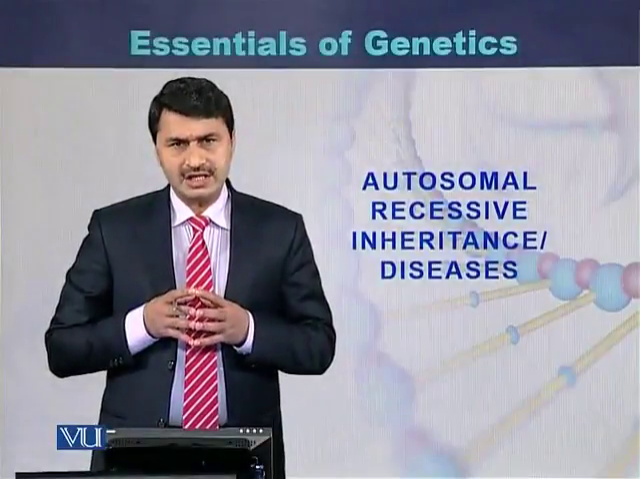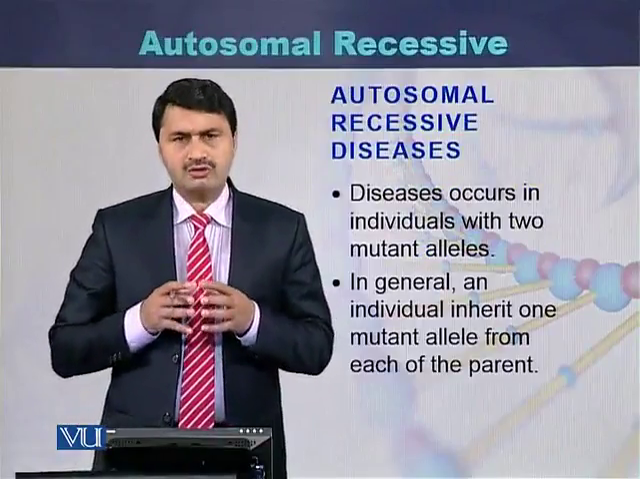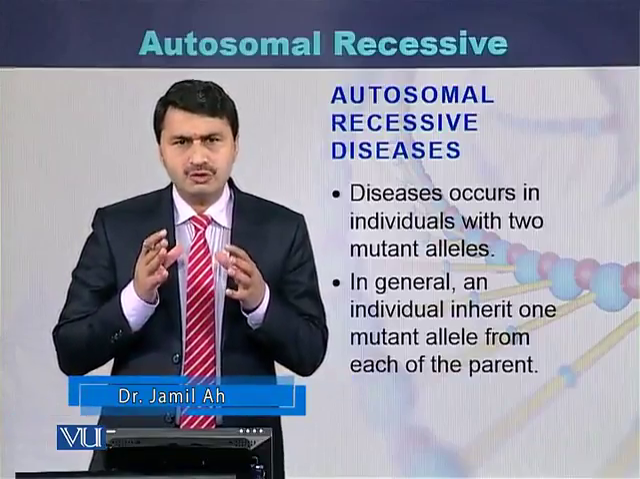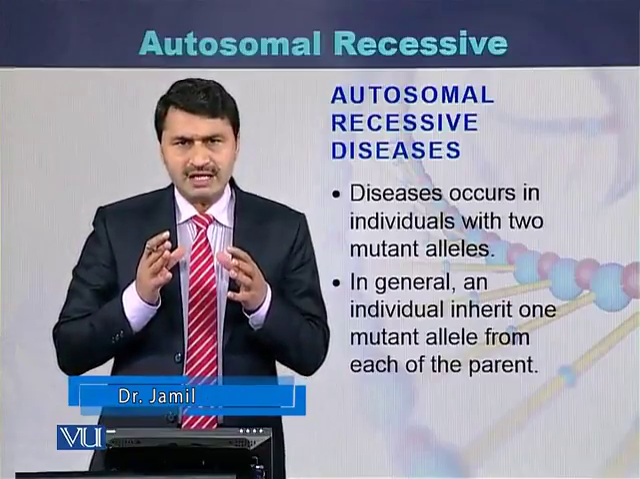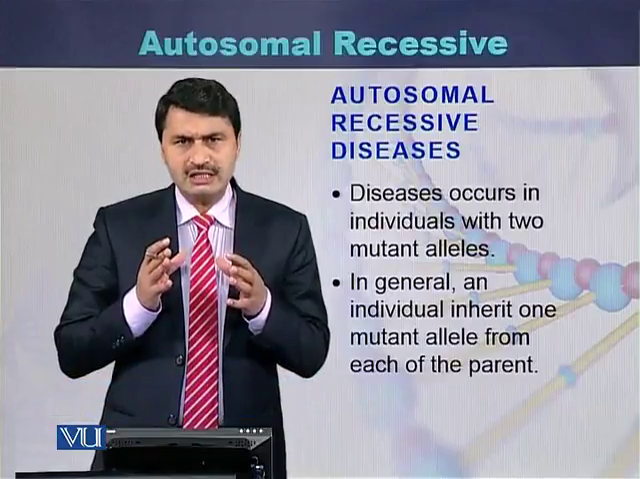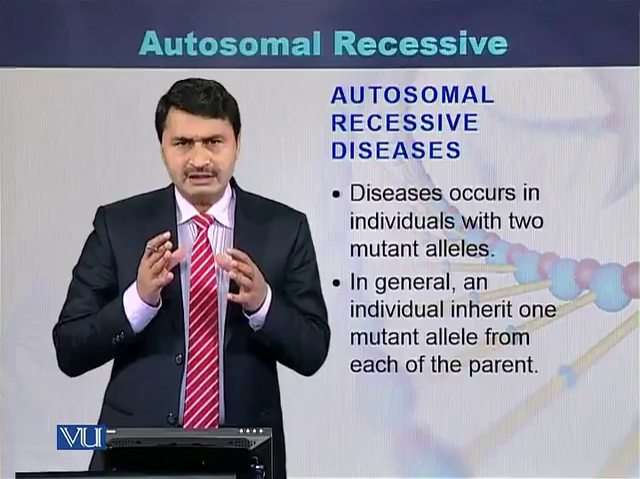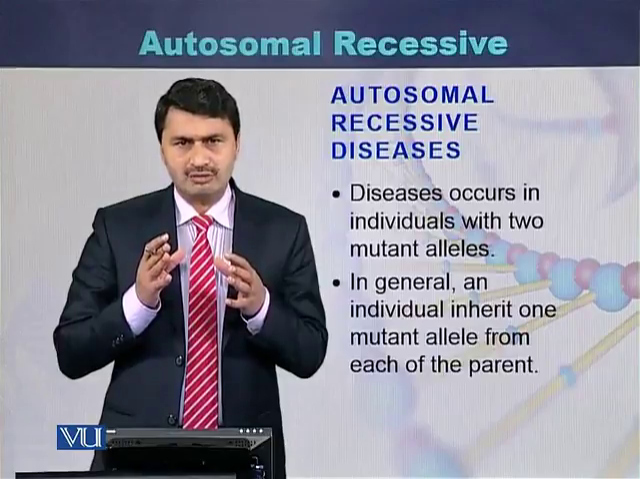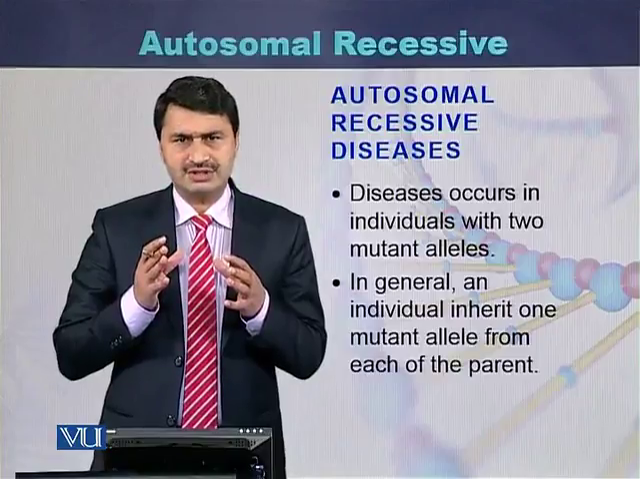Autosomal recessive inheritance, or autosomal recessive diseases. Autosomal recessive diseases are present in those individuals who have two mutant alleles. Because each individual inherits two alleles, if an individual inherits two mutated alleles from the parents, then such an individual is called homozygous, and if both alleles are affected, then the individual would be affected. This pattern of inheritance is called autosomal recessive pattern, and the diseases are called autosomal recessive diseases.